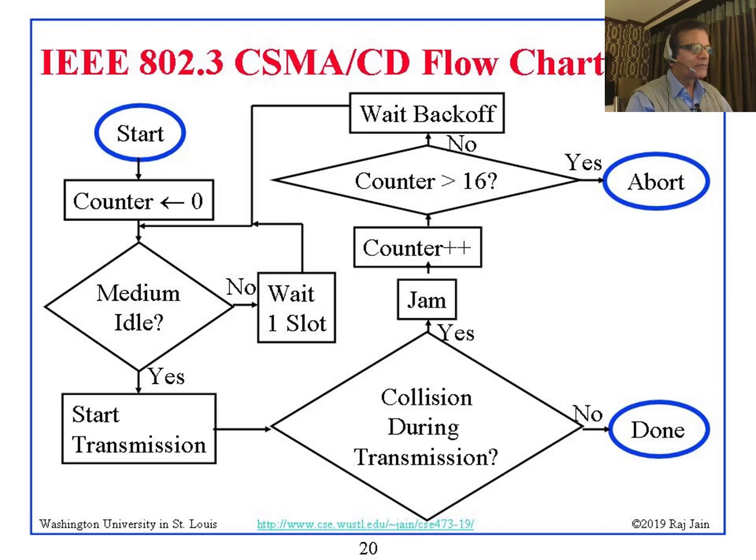Alright, once we send a jam, then we increment the counter by 1, right? And if it is more than 16, then we are done, we abort. If it is less than 16, then we back off, and the back off is calculated using that binary formula that we had in the previous slide, and then you check the medium again to see if it is idle.